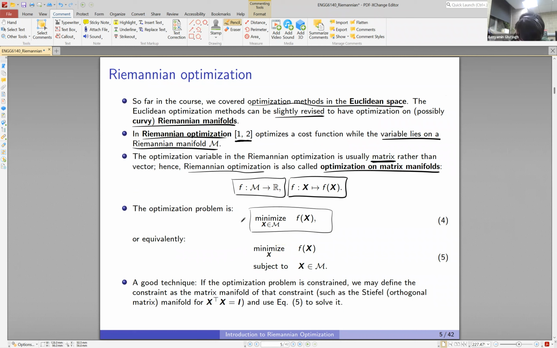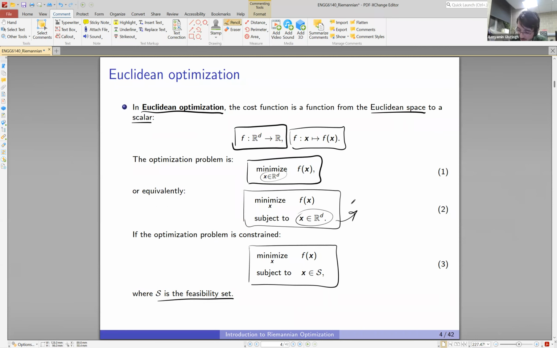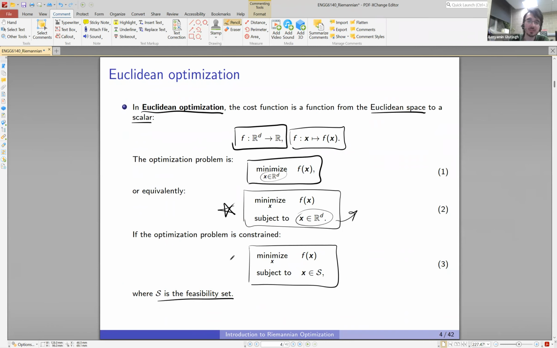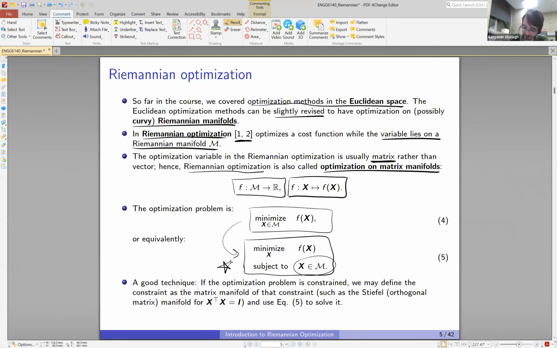Or equivalently, I can restate it as this: minimize f of x with respect to x subject to x belonging to M. So I can see it as a constraint. Compare this equation 5 with equation 2, and now you will see that Euclidean optimization is a special case of Riemannian optimization where manifold M is the Euclidean space.